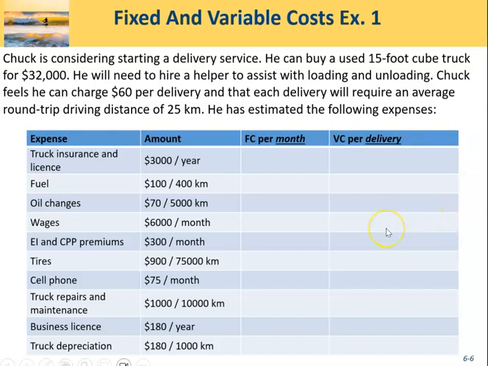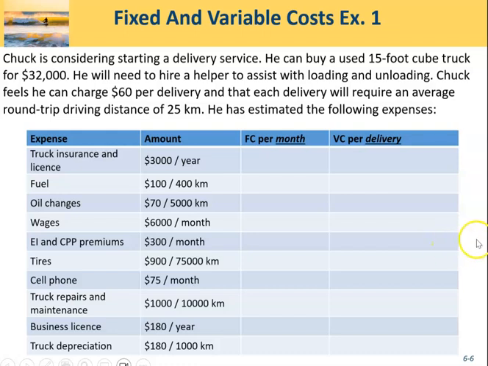Chuck feels he can charge $60 per delivery, so that would be his revenue for each delivery made, and each delivery will require an average round-trip driving distance of 25 kilometers. He has estimated the following expenses.